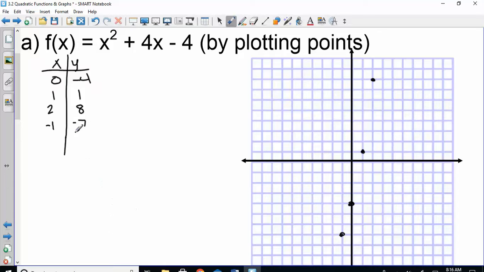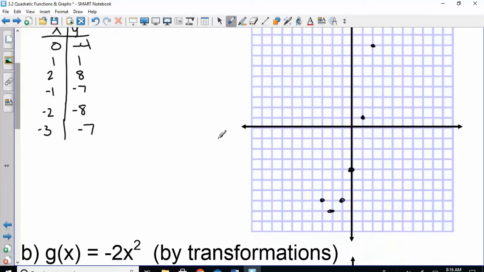So I need to keep putting in points because I don't have a parabola yet. If I put in -2, I get 4 minus 8 minus 4, so -8. Have I found my vertex yet? Maybe. Let's keep going because we don't have both sides yet. If I put in -3, we get 9 minus 12 minus 4, so that's -7. So now we finally found our vertex.